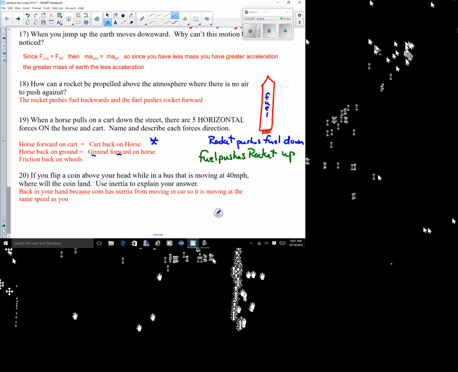And lastly but not leastly, if you flip a coin above your head while you're in a bus that's moving 40 miles an hour, where's the coin going to land? Well, you got to remember the coin's also going 40 miles an hour. Even though you're in the bus and it looks like it's sitting still, the inertia of the coin makes it want to keep moving at the same speed. So when you flip it in your hand and it goes above your head, it will land back in your hand because inertia is moving it the same speed as the bus.